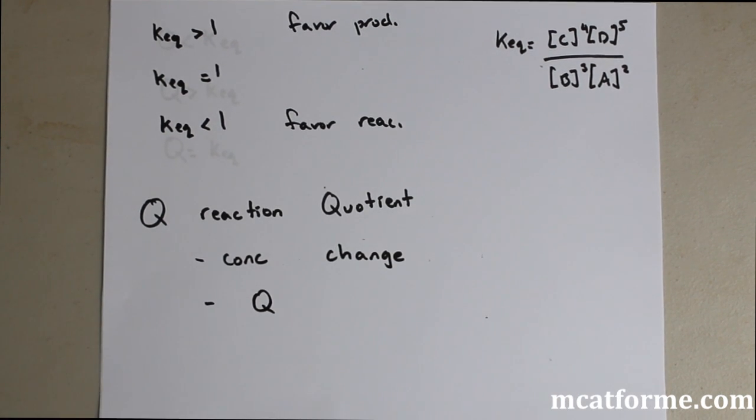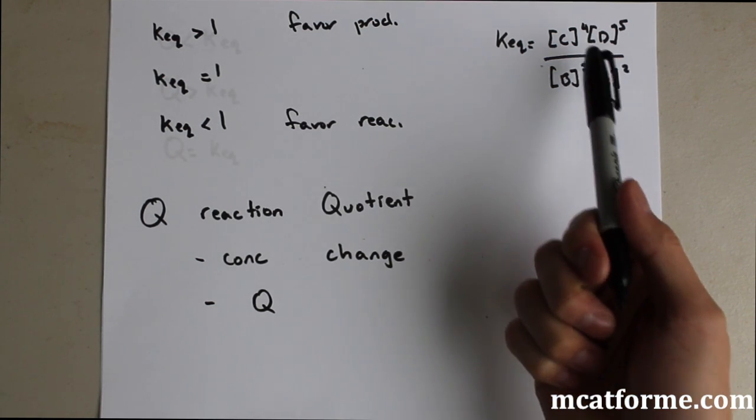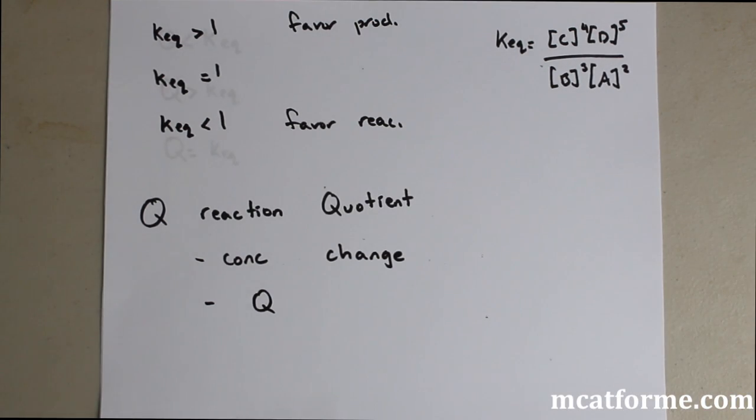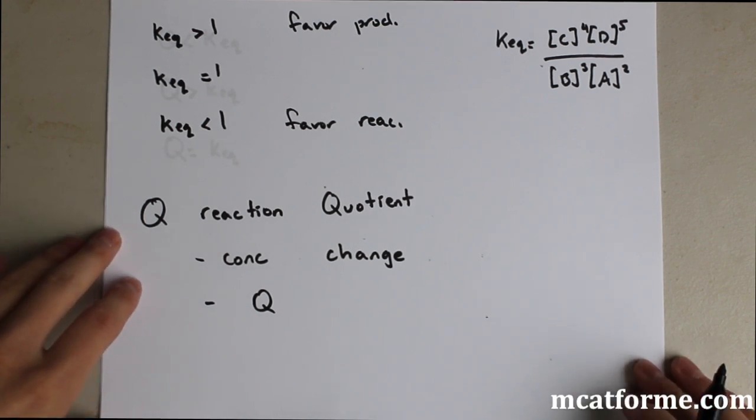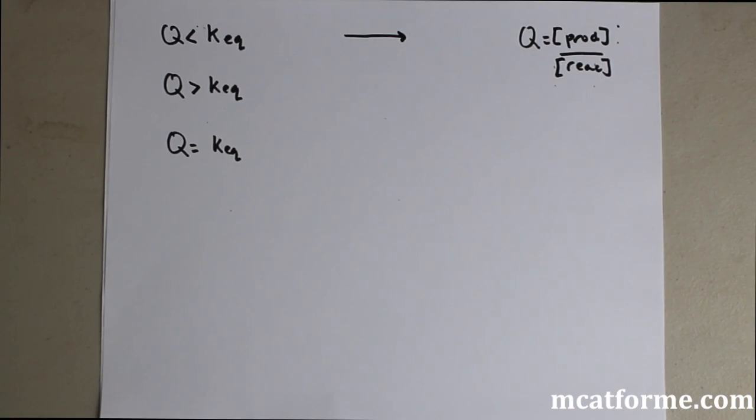So Q is affected. It can either be bigger or smaller. It all depends on how your concentrations at your current time differ from those at equilibrium. Likewise, when we had KEQ, we determined whether it would be less than 1, greater than 1, or equal to 1. We're going to have the same thing for Q.